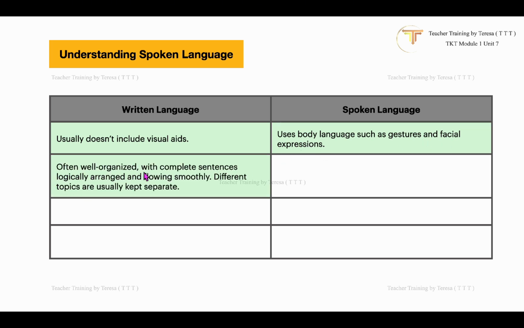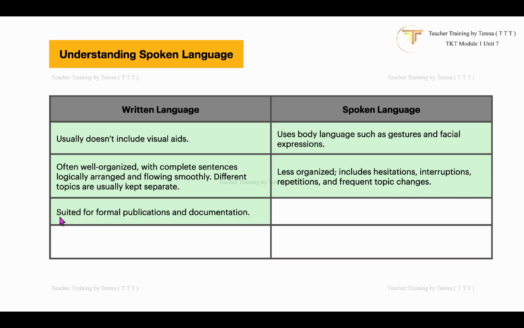Written language is often well organized, with complete sentences, logically arranged and flowing smoothly. Different topics are usually kept separate. Spoken language is less organized, includes hesitations, interruptions, repetitions, and frequent topic changes. Written language is suited for formal publications and documentation. Spoken language is more informal, suitable for everyday communication.